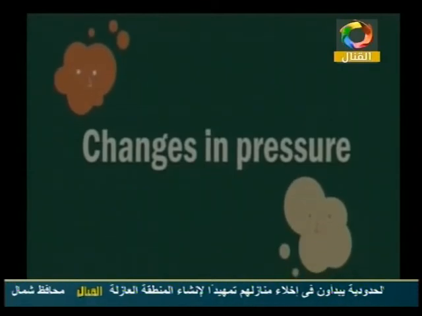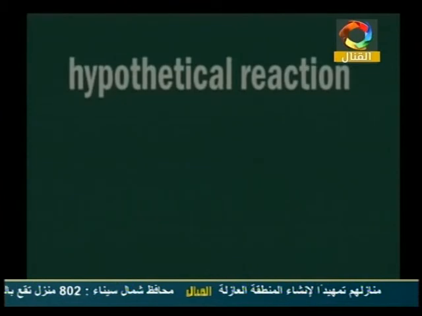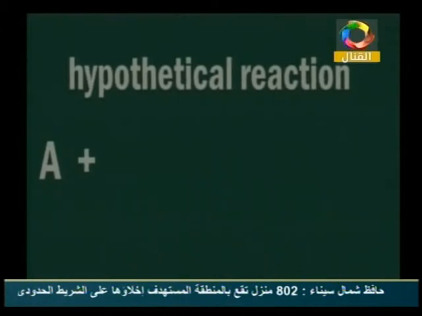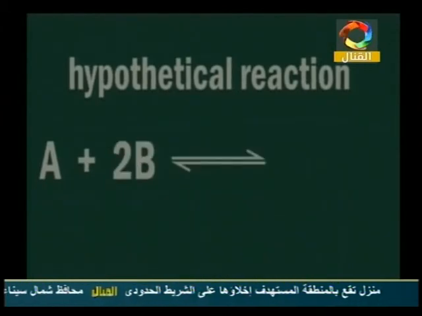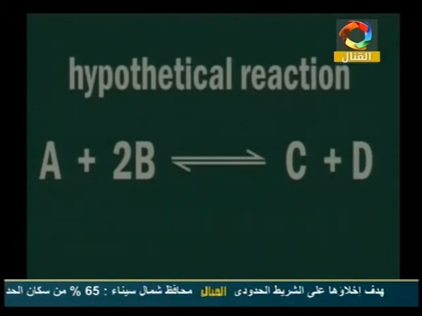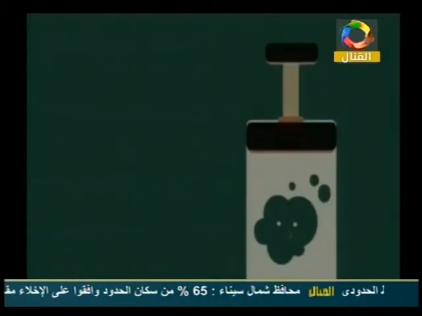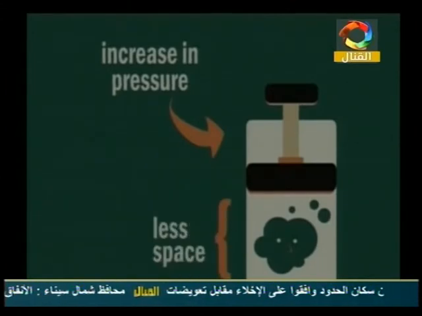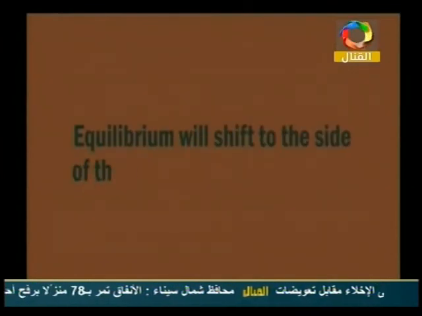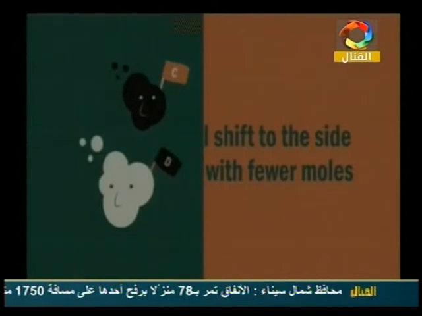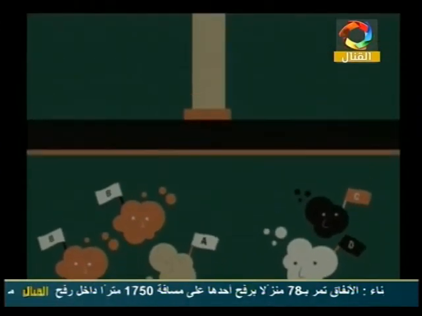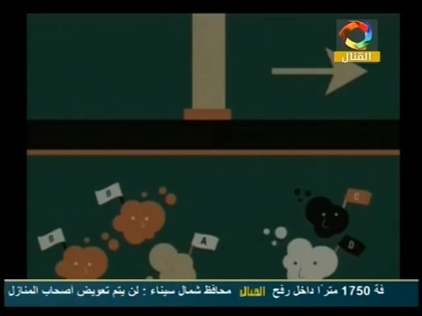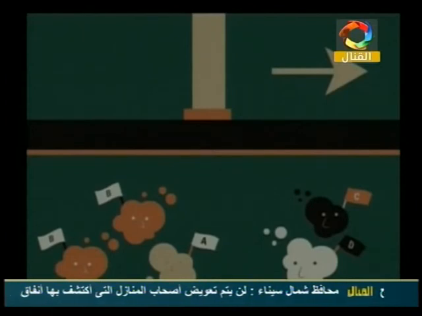Look at this. When we have an example of a change in pressure, you must know the reaction. What is this reaction? When I take A plus 2B, any two substances, in both directions it will be C plus D. Now, the pressure here increases. When the pressure increases, the volume decreases. So, less space. Equilibrium will shift to this side of the reaction, to make the pressure balanced. Now, shift to this left side, to make a balance for this reaction, to make equilibrium.